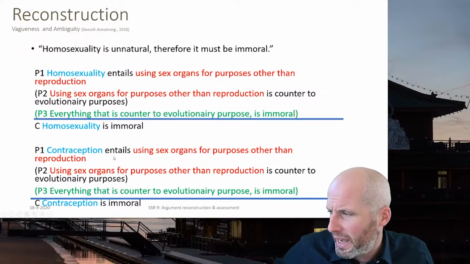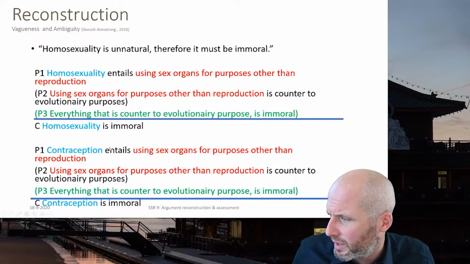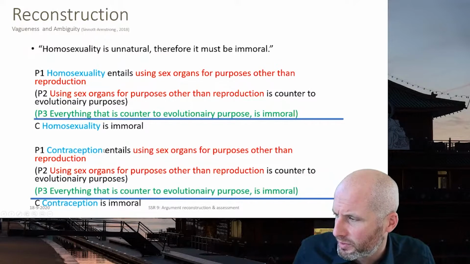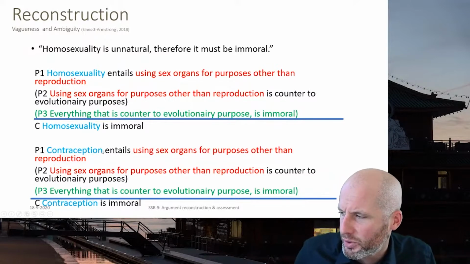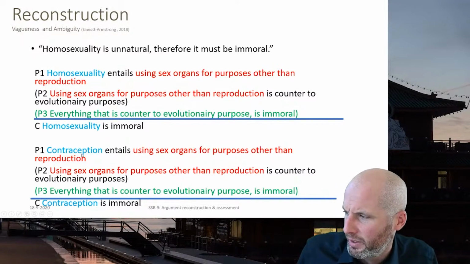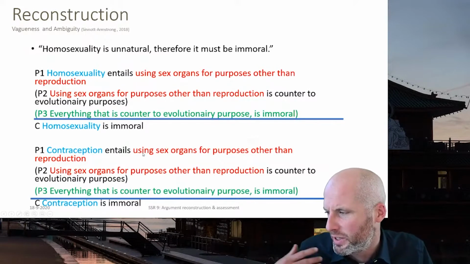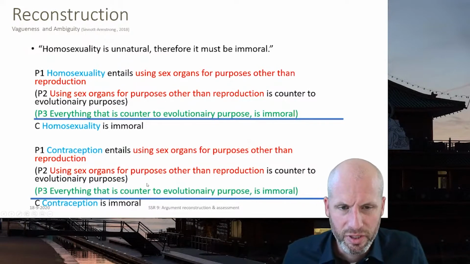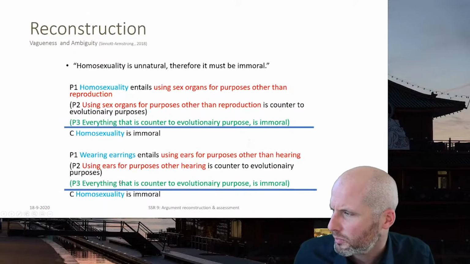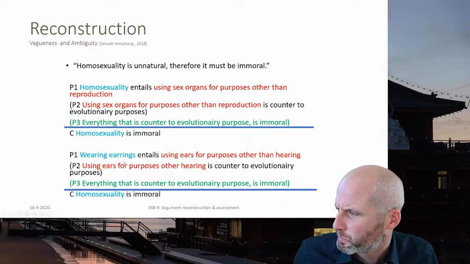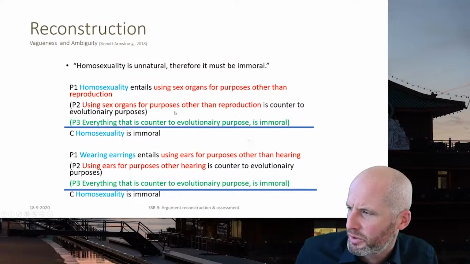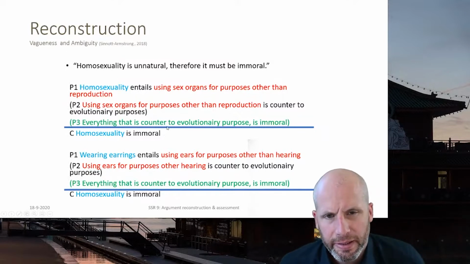Again, you could add a different counterexample showing that the argument still is ridiculous or shouldn't be considered sound. So contraception would entail using your sex organs for purposes other than reproduction, which doesn't mean that we would consider contraception to be immoral. And you could use that final interpretation of the argument.